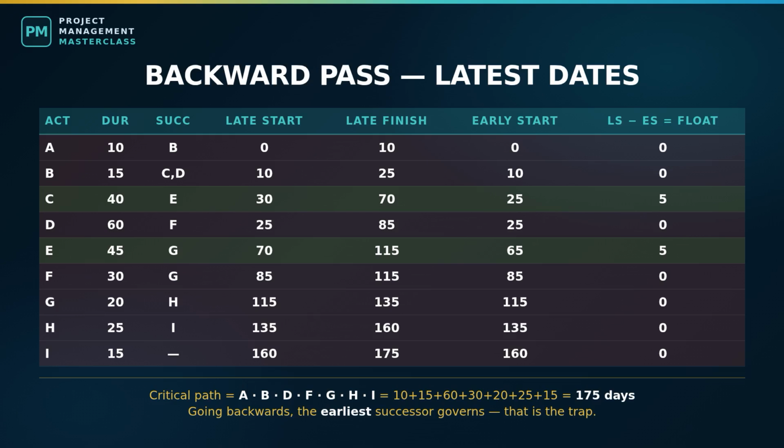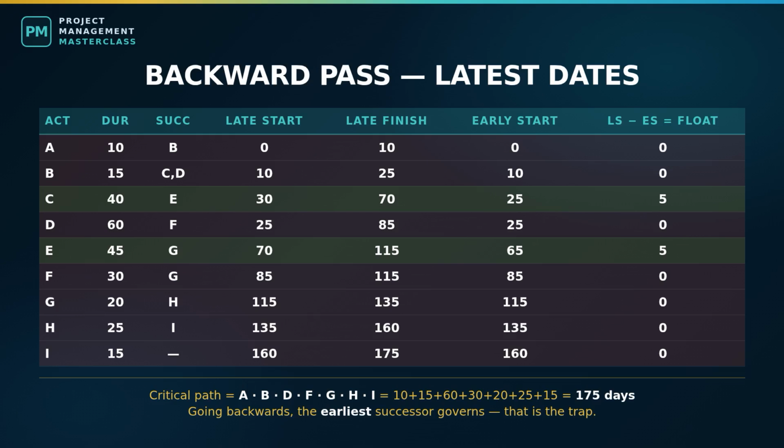Activity D, the pole agreement, followed by F, which must start by 85, 60 days back. Latest start day 25. Earliest start was also 25, no gap. Activity C, the permit, followed by E, which must start by day 70. So C's latest finish is day 70, 40 days back. Latest start day 30, but C's earliest start was day 25. There is our gap again, 5 days.